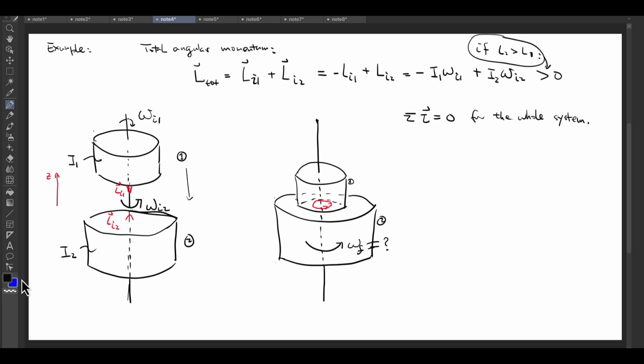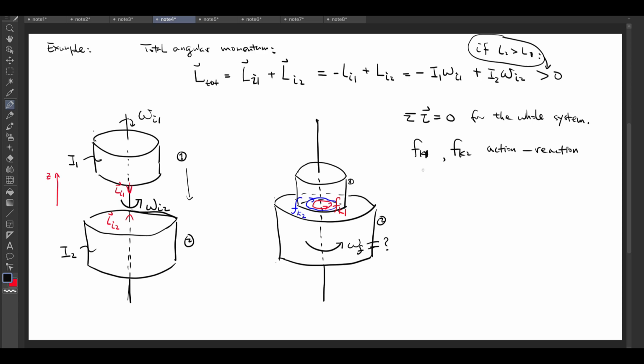So let me use a different color to draw the friction force acting on the upper surface of object 2, and it will be in the opposite direction, this way. Okay, and let me label this Fk acting on 2. Previously I forgot to label it; it should be Fk1 acting on 1, right? And these two are action and reaction. So according to Newton's third law, they should be equal in magnitude but opposite in direction. And that's exactly what happened here.